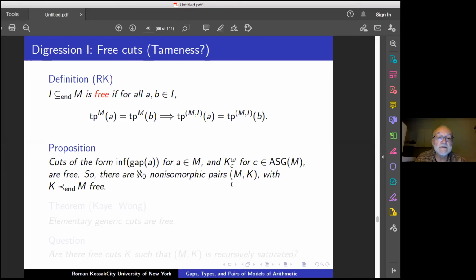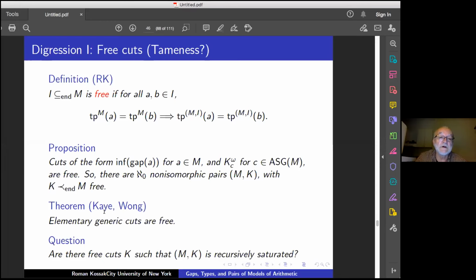And here it is. Kay and Wong proved that their generics are also free. So they have this nice notion of freeness. That shows that there are more than Aleph 0. Well, it doesn't prove that there are more than Aleph 0. So it's Aleph 0 plus 1, because all generic cuts are isomorphic to one another. They are all conjugate. So we have three types of generics. Well, there is one type.